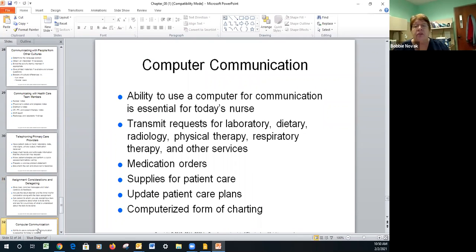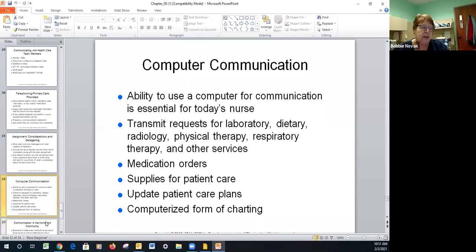We use computers for communication. We use cell phones for communication. We use all kinds of things for communication these days. It's very easy with the computer to transmit requests for labs and dietary and all that. Hopefully you have physicians that are using the medication system so that they can put your medication order directly on your chart and in your MAR, etc. We use computers to get supplies, to update patient care plans, and then there's computerized charting.